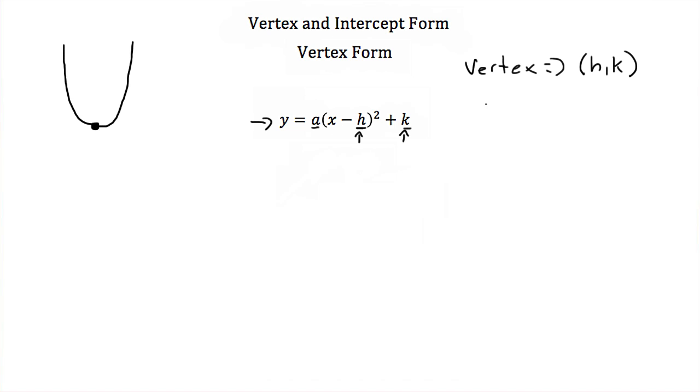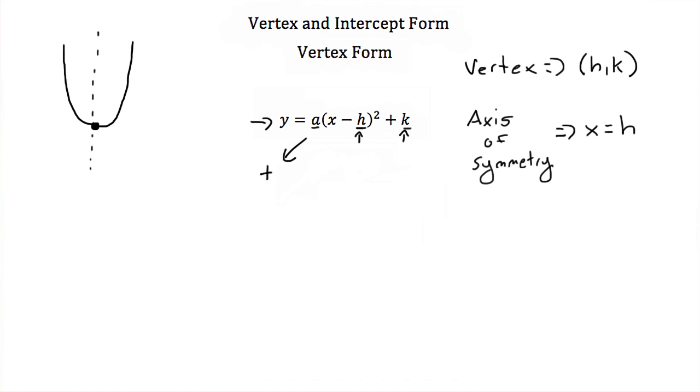That also means that our axis of symmetry, which is an axis that passes through our vertex, means that our parabola is symmetrical on either side of that axis. Our axis of symmetry just has the equation x is equal to h. Now the last thing we have to recognize in this form is that if a is positive, our parabola will open upward. And if a is negative, our parabola will open downward.